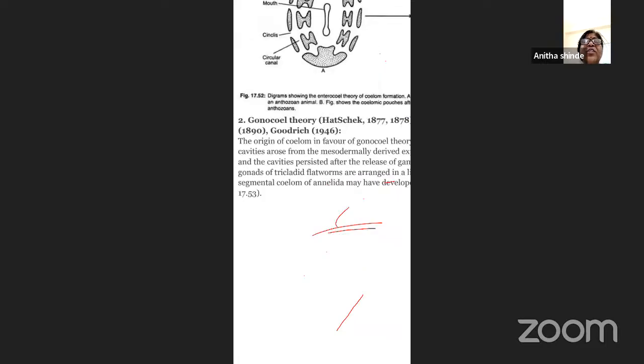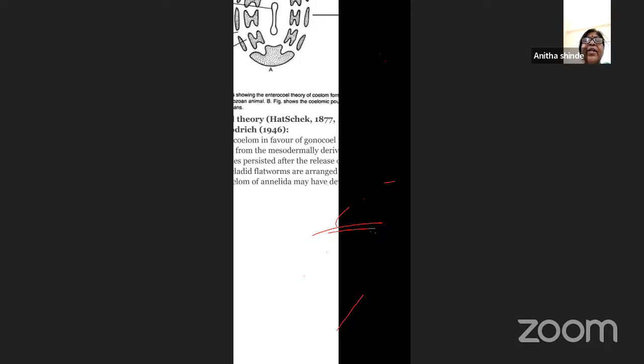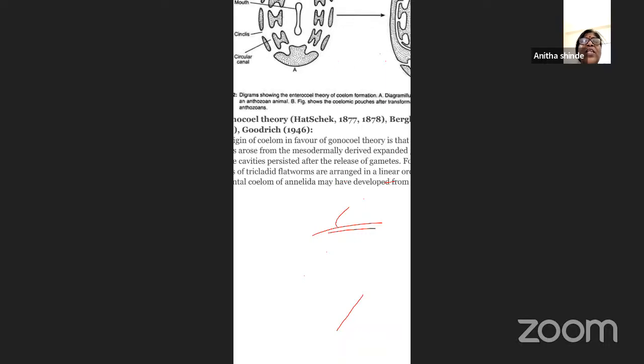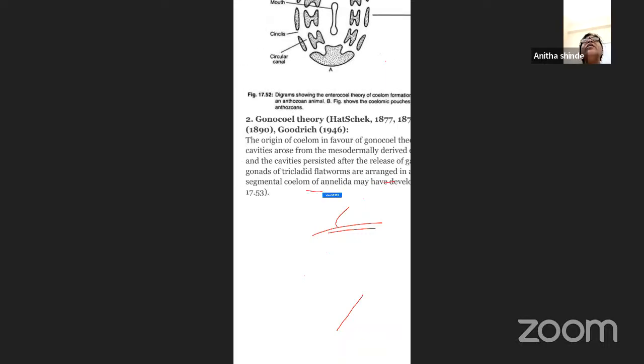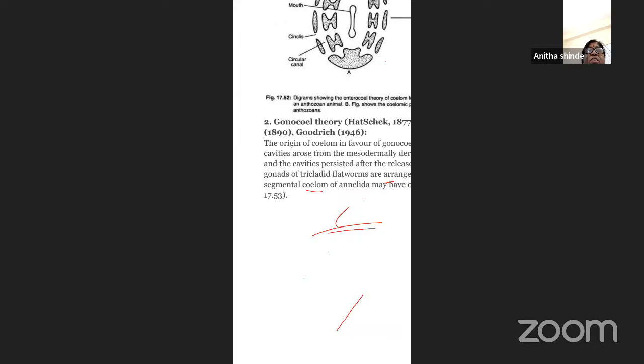Here, the origin of the coelom in the gonocoel theory is that the coelomic cavities first arose from the mesodermally derived expanded gonadal cavities. What I have just told you is that it originates from the gametes, because the mesodermal pouches that develop from the mesoderm later on get transformed to form the gametes. And these gametes later on will form the coelom. So that is what the gonocoel theory says. It is given by Ashchek, Bergh, Meyer, as well as Goodrich. So this is about the second theory, the gonocoel theory.